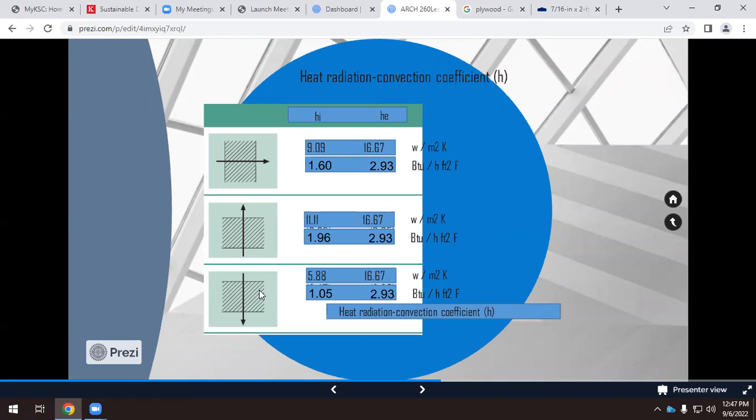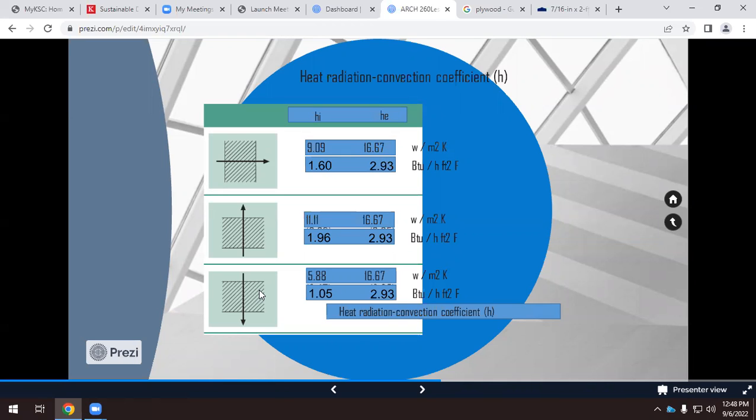So don't think about winter or summer. Think about roofs or walls. If it's horizontal, it's always a wall. In roofs and floors, it depends on where the highest temperature is. So if the heat is moving upwards, then you need this value for hi and he, the internal and the external. And if the heat flows downwards, then we have this value.